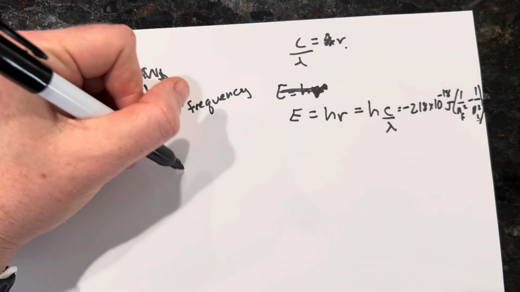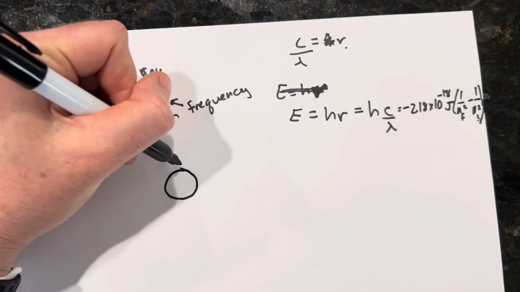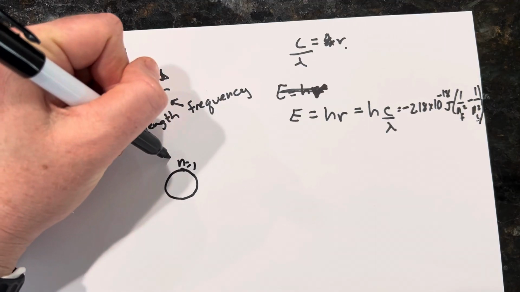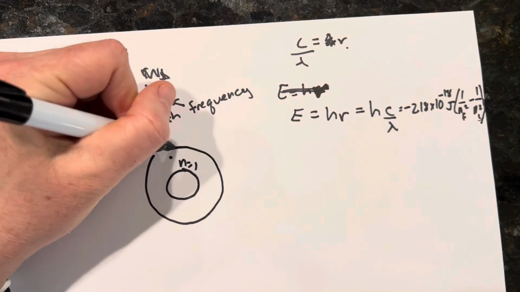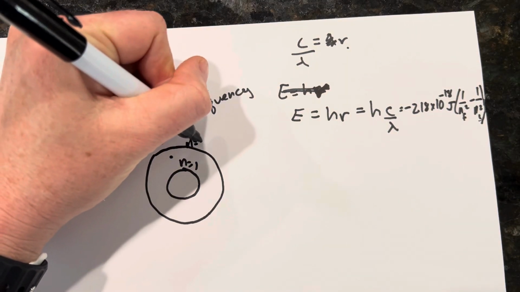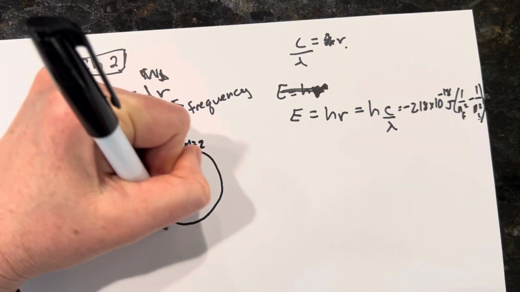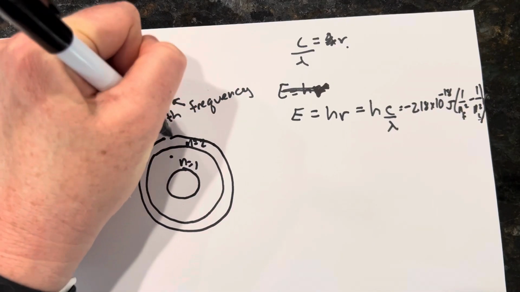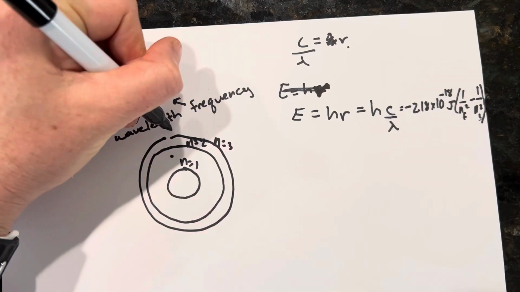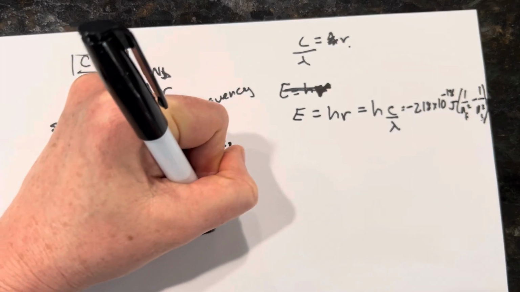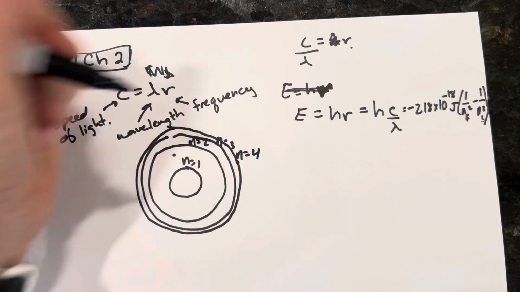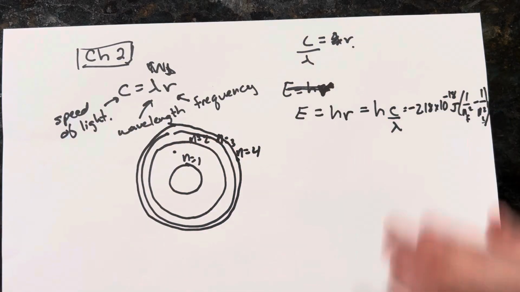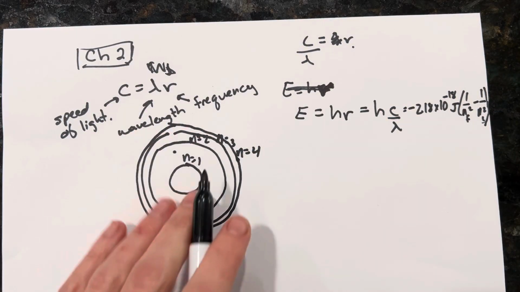So if you remember, we had an electron sitting in here. This is n equals 1. And as we go farther out, those levels get closer to each other. So n equals 2, n equals 3, n equals 4, and on and on and on. So they get closer and closer the farther you get out. So that will help you answer question number 5 when we get there.